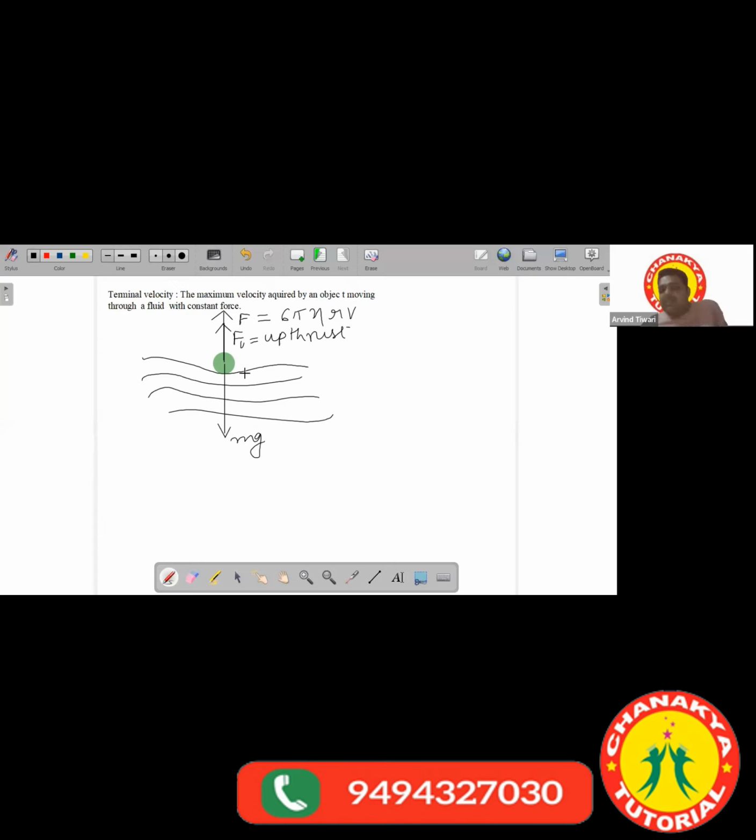The upthrust acting on the object will be equal to V rho g, where V is the volume of the object, which is given by 4 by 3 pi r cubed, and rho is the density of air, multiplied by g. Now add these two, let it equal mg, and you'll get the velocity. So you get mg equals 6 pi eta rv.